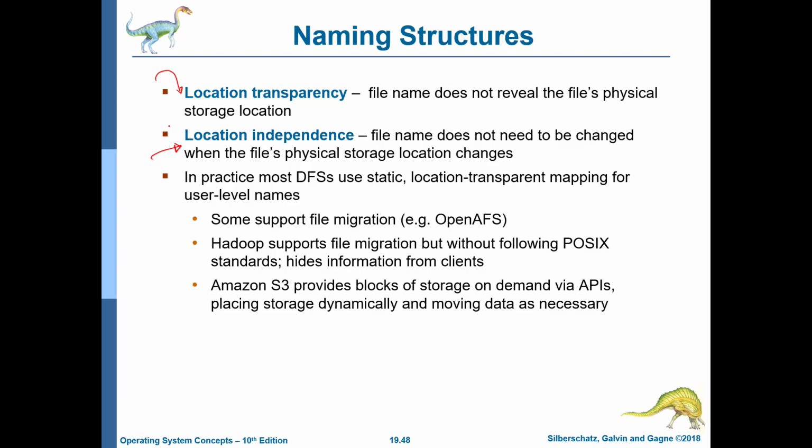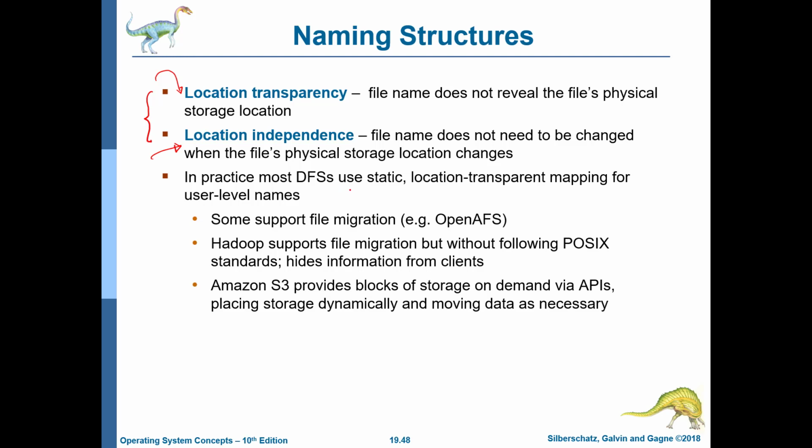But if you actually look at a traditional Unix system, if a file moves from, let's say, my machine to somebody else's machine, the same name or the same path will not work. The path has to change. But in a distributed file system, thankfully, this is not the case. So, regardless of the location, the name remains the same.